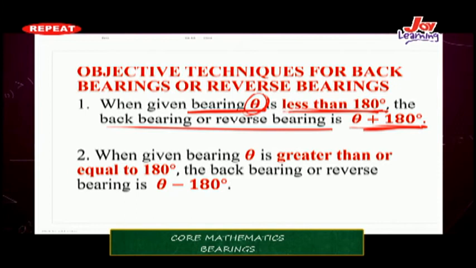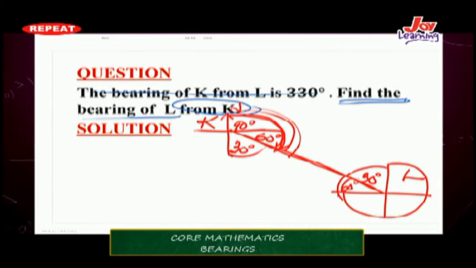When the given bearing theta is greater than or equal to 180, here I have two cases, either greater than or equal to 180, you subtract 180. Because it's greater than, you subtract. So the given bearing is theta, my back bearing will be theta minus 180. Please, let's go back and apply this objective technique to the two back bearings we solved.